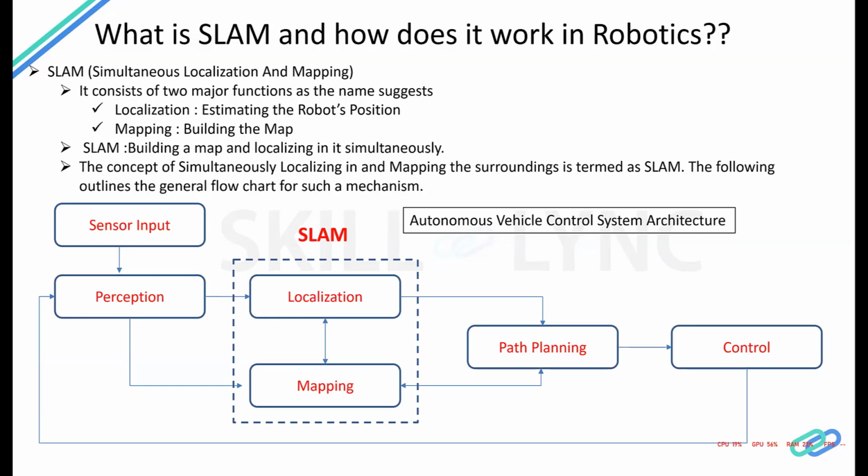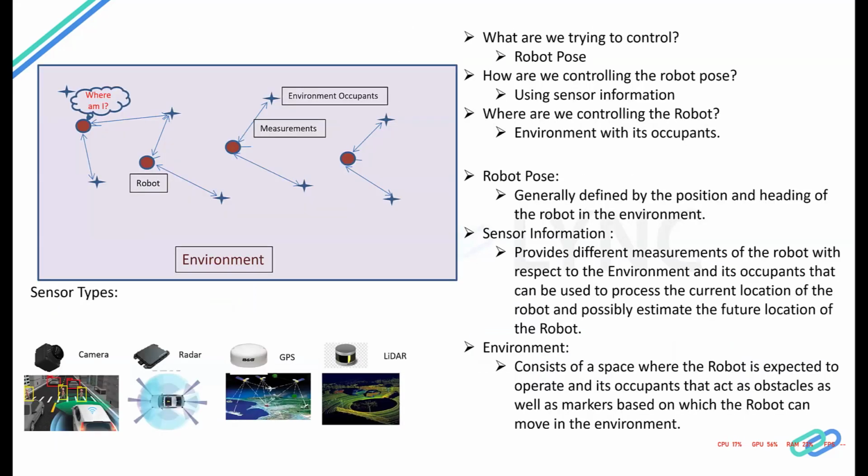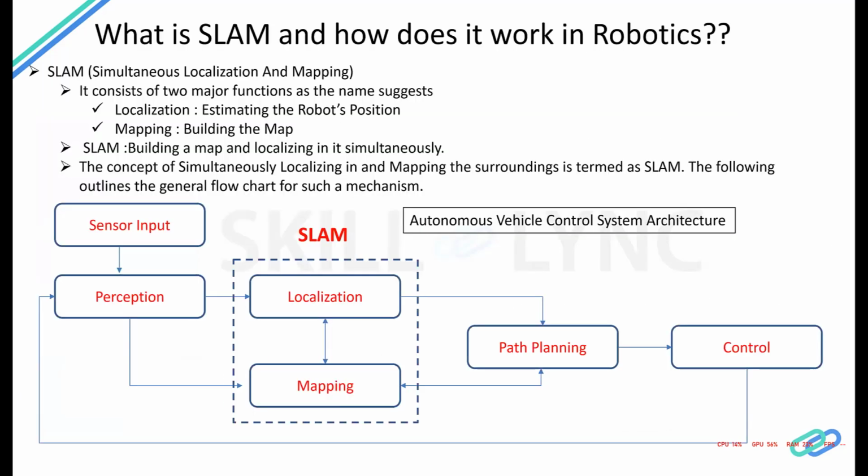Now you're trying to plan a path from the source to the destination. Let me show you an example. For example, let's say the robot, wherever it is in the first pose, is at its source. In the last pose, the robot is at its destination pose. Now, what we are trying to do with the SLAM algorithm is plan a path for the robot to go from the source to the destination point based on the sensor information that you have available to you.